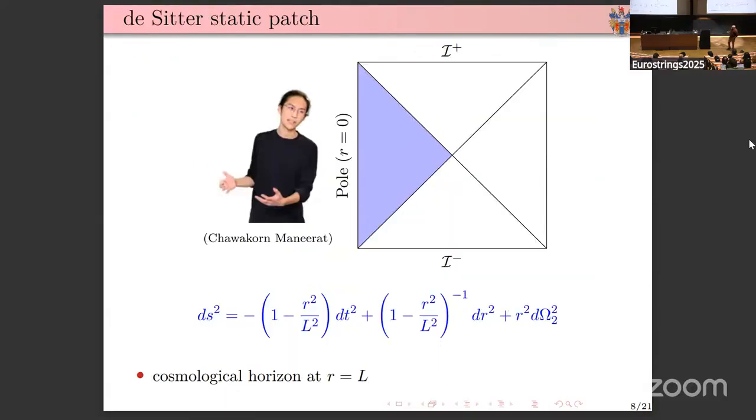Okay, so now black holes aren't the only systems that have horizons. Particularly, de Sitter space also has a horizon. So here's a picture of de Sitter space, the Penrose diagram. This shaded blue region is the static patch covered by these coordinates here. And static patch observers stuck in the static patch, in our case, Chawakorn, would encounter a horizon at r equals L, known as the cosmological horizon.